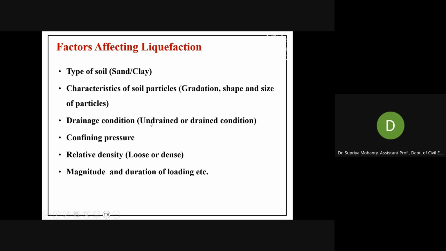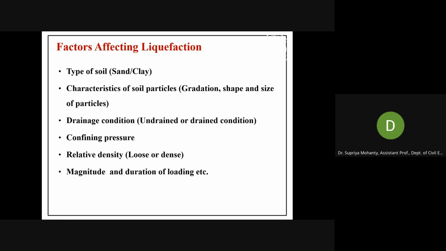Your drainage boundary, whether you have the presence of a hard stratum or drainage material. So undrained condition means more chance of liquefaction. Next is confining pressure. At shallow depth you have less confining pressure; at greater depth there will be more confining pressure. More confining pressure means more resistance, so less chance of liquefaction. Low confining pressure, at shallow depth, means high chance of liquefaction. That's why if your soil is liquefying below 20 meters, your structure may not fail.